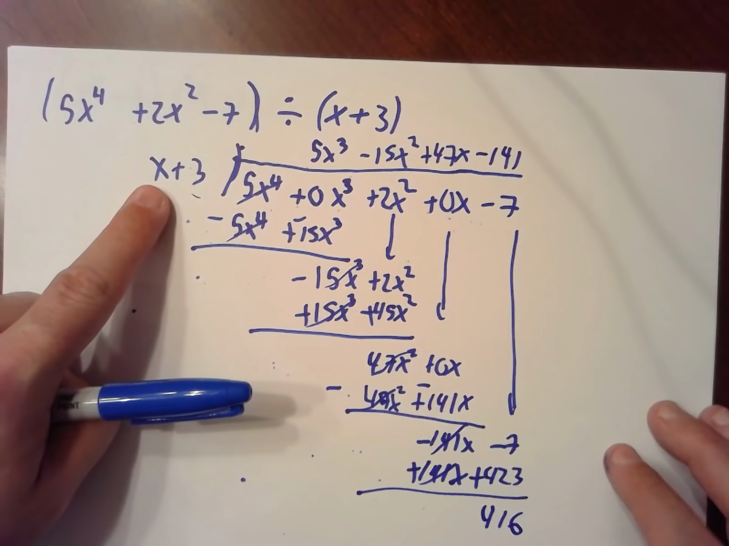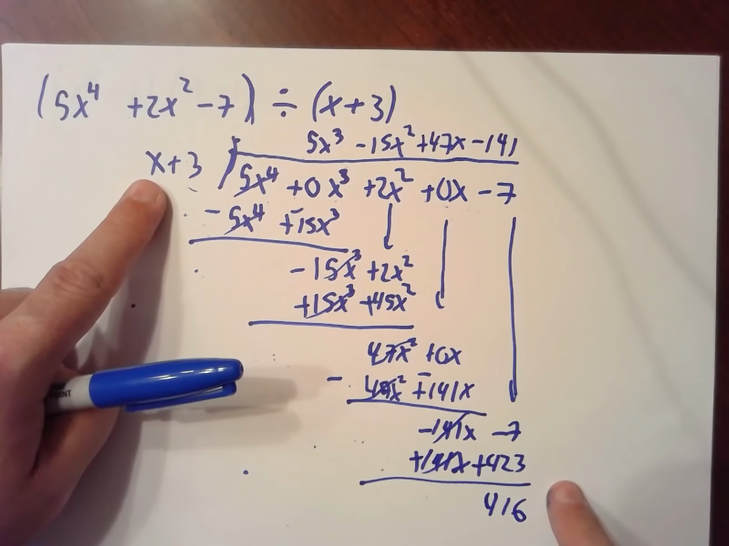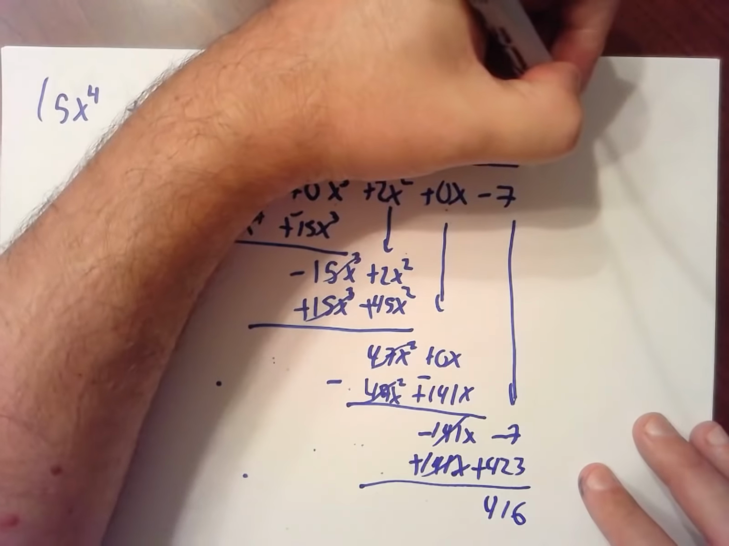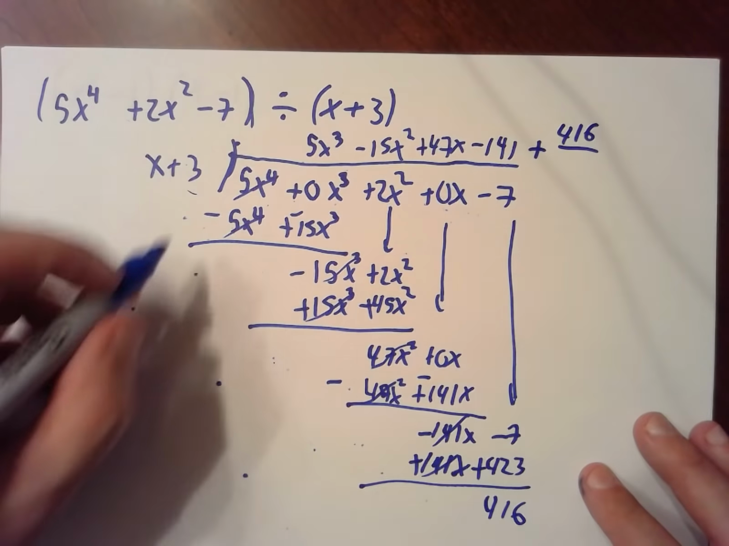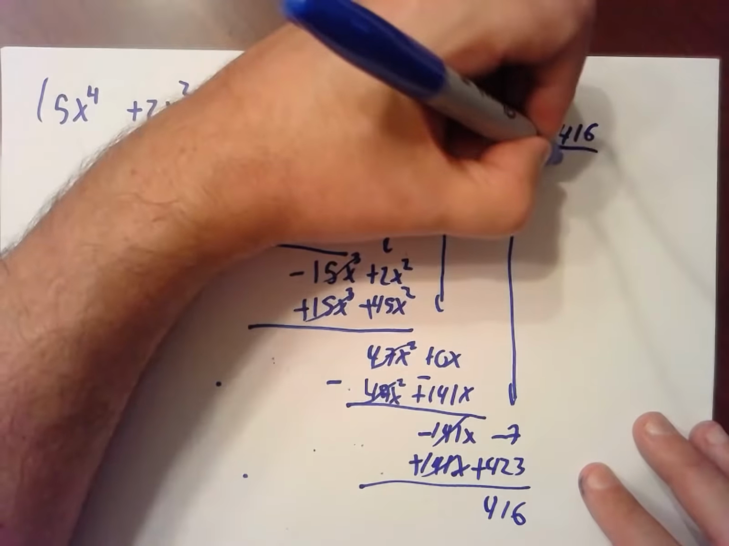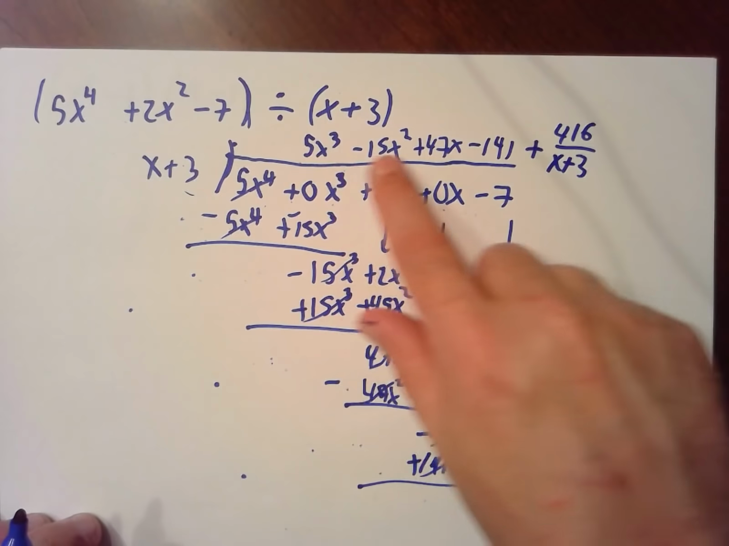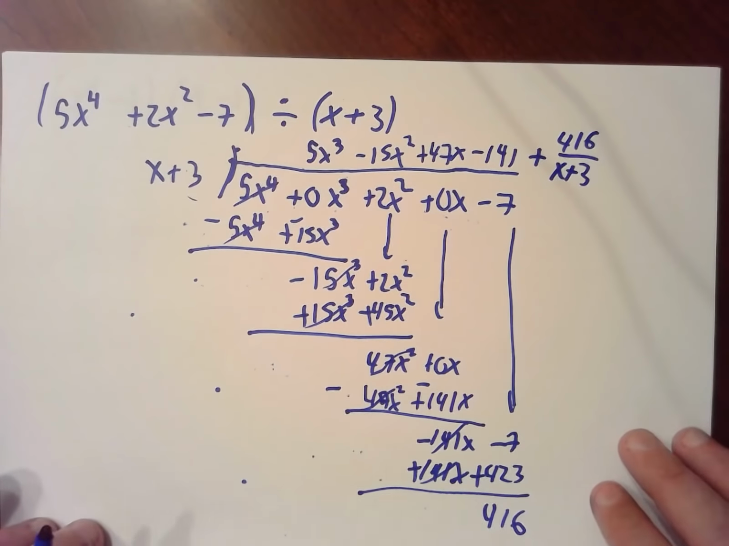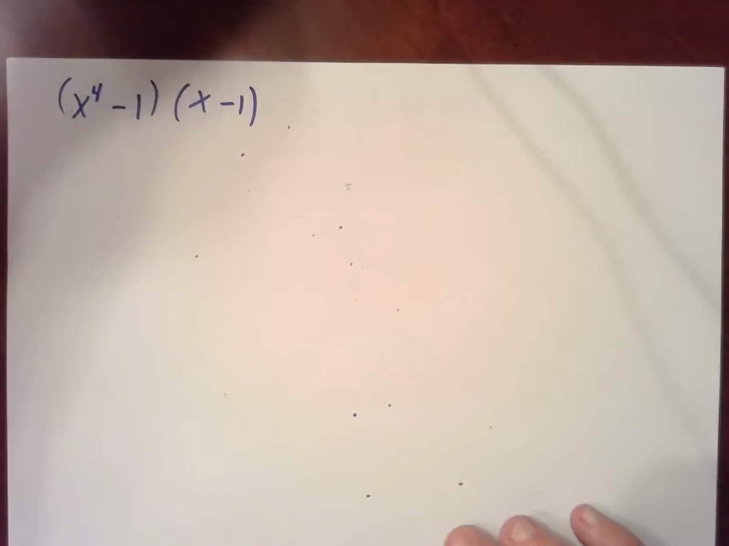I can't go any further. X won't go into 416. Plus, I've got nothing left to bring down, so I'm done. That's my remainder. So I put here plus 416 over this guy outside, x plus 3. So there's my answer, this cubic with this remainder over the original. Okay, another example.